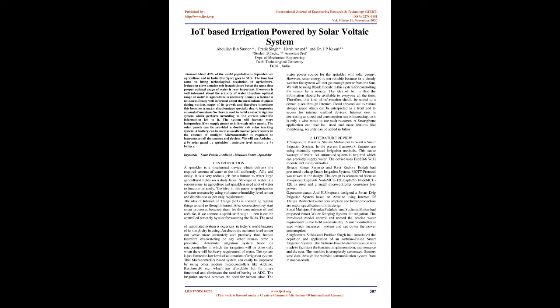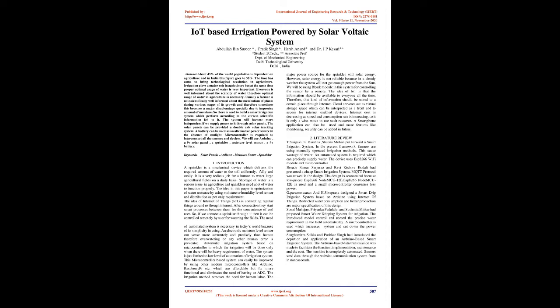However, solar energy is not reliable because in a cloudy weather the system will not get enough power from the sun. We will be using BLYNK module in this system for controlling the sensor by a remote. The idea of IoT is that the information should be available to everyone all the time. Therefore, that kind of information should be stored to a certain place through Internet.